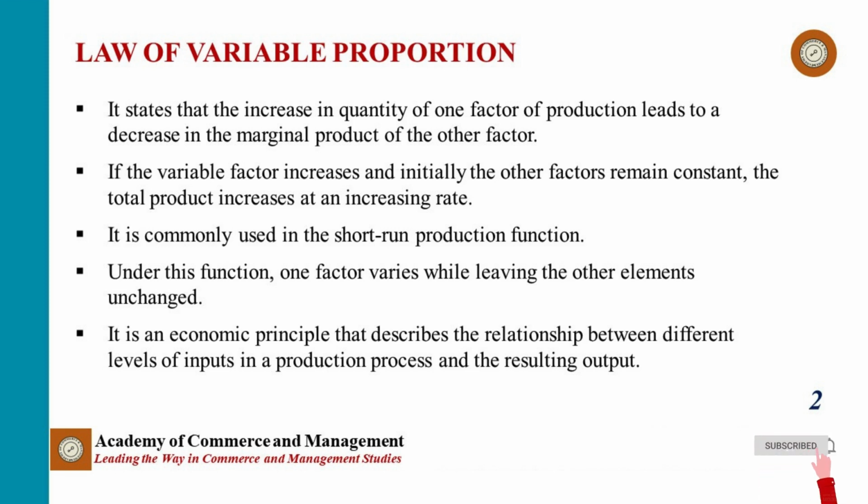The law of variable proportion is also called the law of proportionality or the law of diminishing marginal returns. The law of variable proportions is an economic principle that describes the relationship between different levels of inputs in a production process and the resulting output. According to this law, when one input factor increases with all other inputs held constant, there comes a point at which the additional output or marginal product produced by the variable input decreases or diminishes.